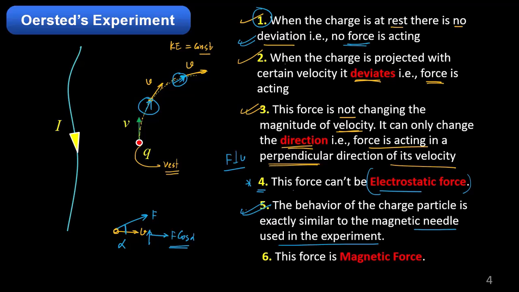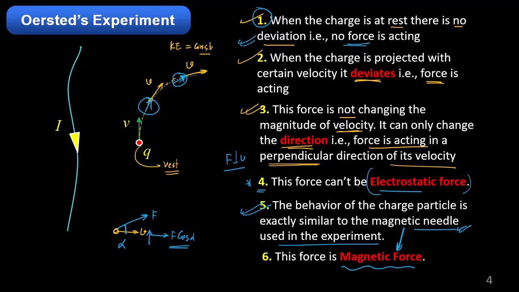That means this behavior of the magnetic needle is similar to the situation of the particle. So I can say that the needle is observing some kind of force, and that particular force should be magnetic force in nature. Since the behavior is exactly similar to the magnetic needle, the force acting on this particle is the magnetic force. And again, the force is always perpendicular to the direction of velocity.